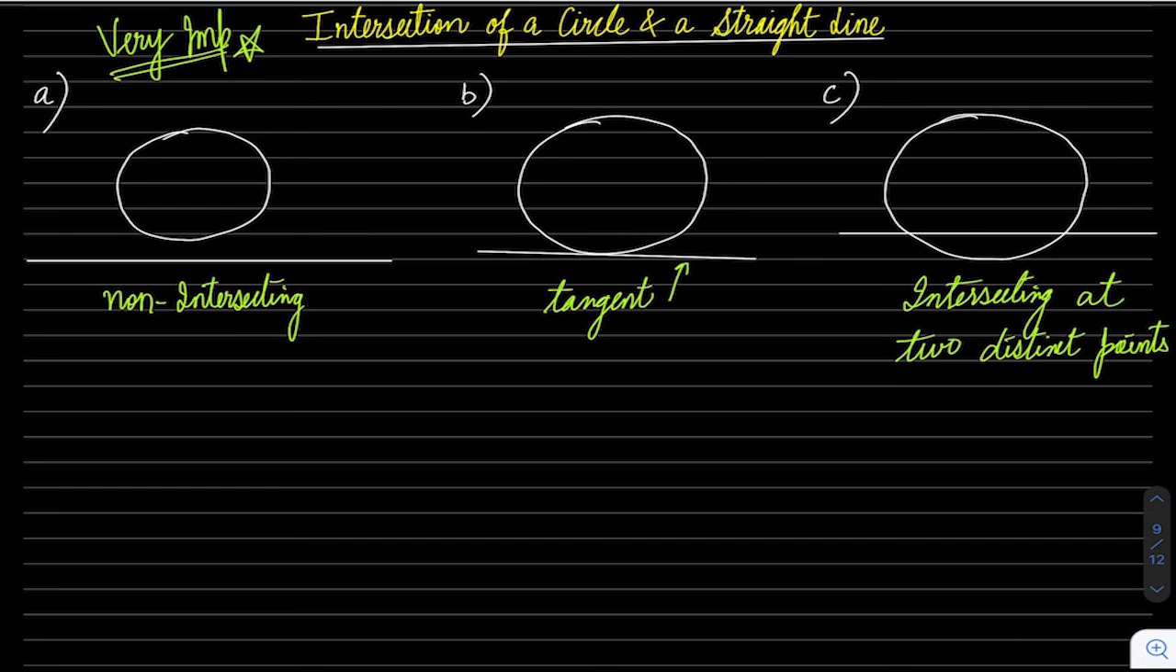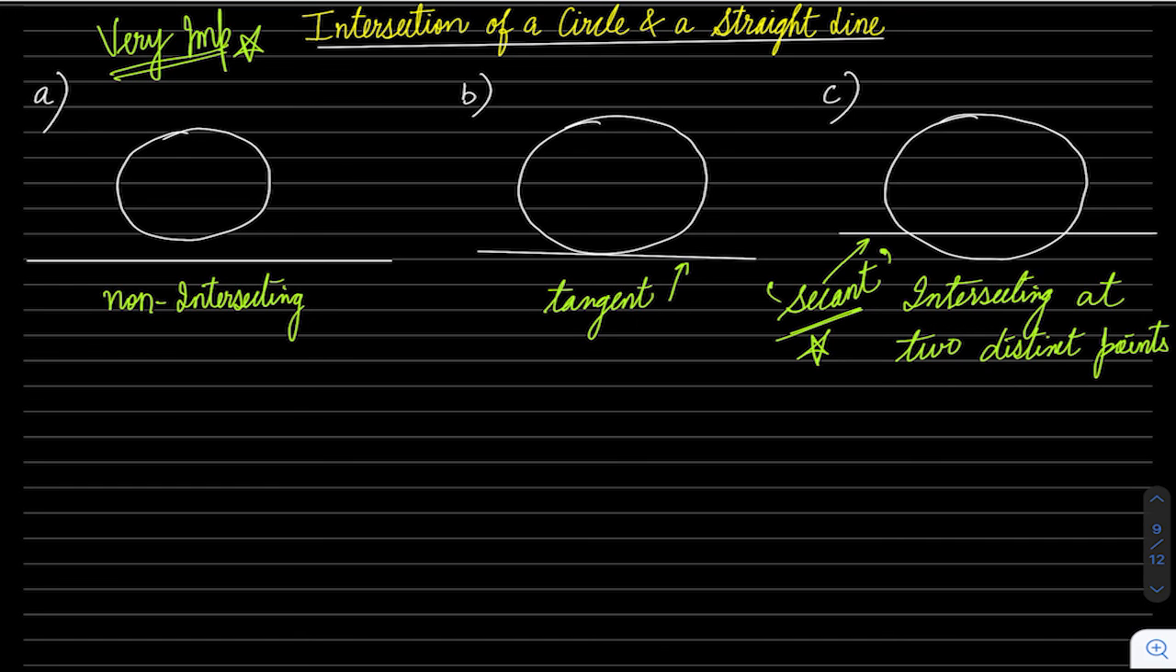When we talk about a circle and a line, a lot of questions are asked in exams based on these three cases, so we are going to see some examples on these topics. One more thing, this line is sometimes known as a secant. Just for information, it might be written in some question, so that's why I'm telling you this.